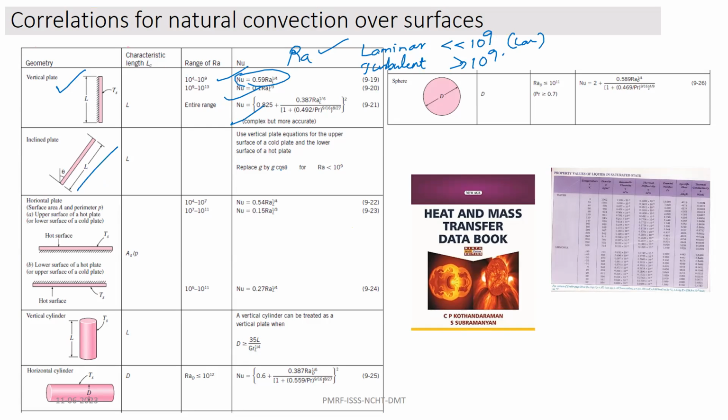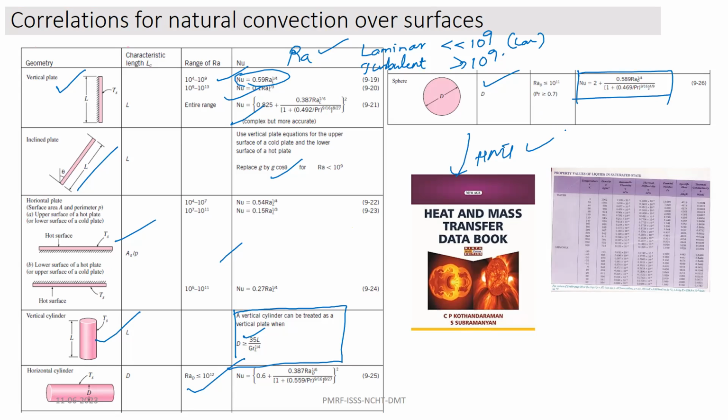For inclined plate, what should be done? For horizontal plate, what are the different conditions? A vertical cylinder can be treated as a vertical plate, satisfying this condition. So in some situations we can treat it like this, and it will make our calculations easier. Then horizontal cylinder is there, then sphere is there, and for that there is a correlation. All these are available in the heat and mass transfer data book. Just get our temperature conditions, obtain k, rho, mu, Cp, every value, obtain the correlation, determine the Rayleigh number, Grashof number, etc. And that will make our calculations easier.